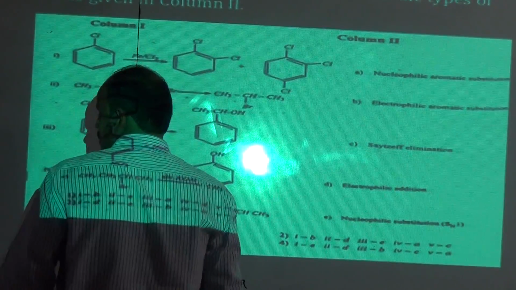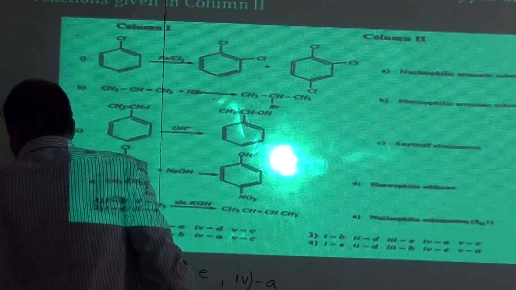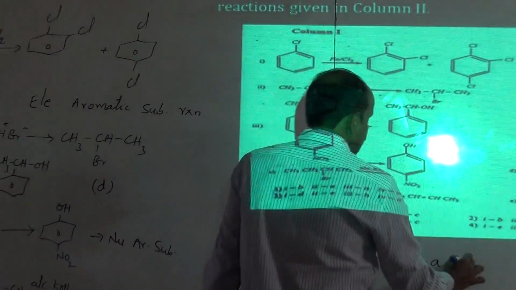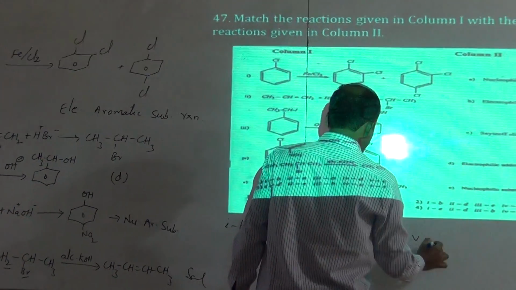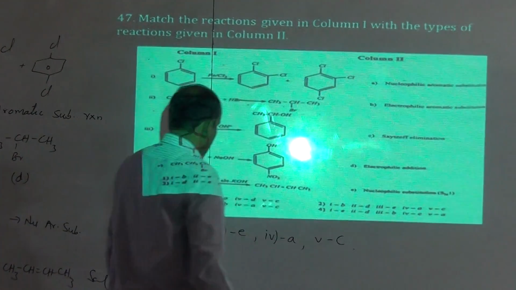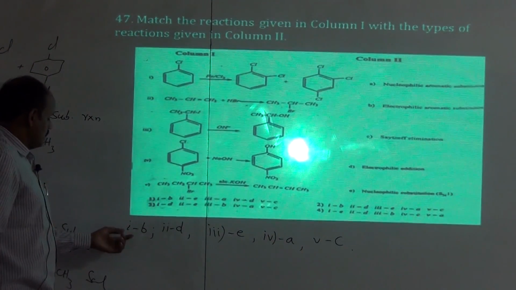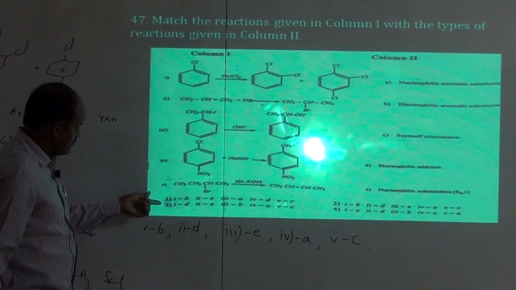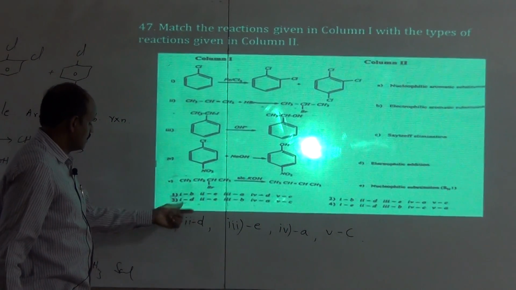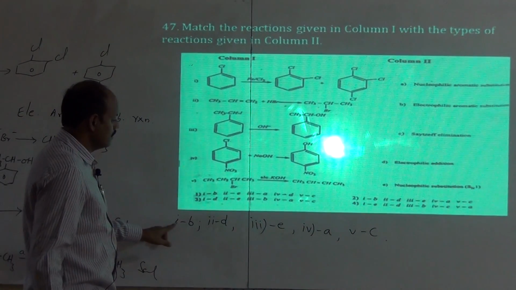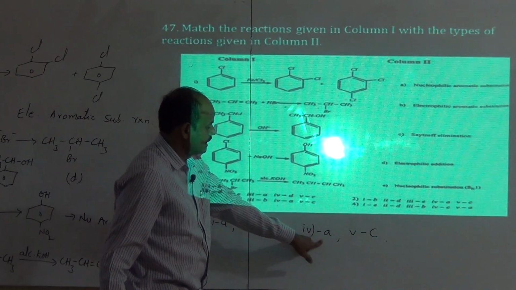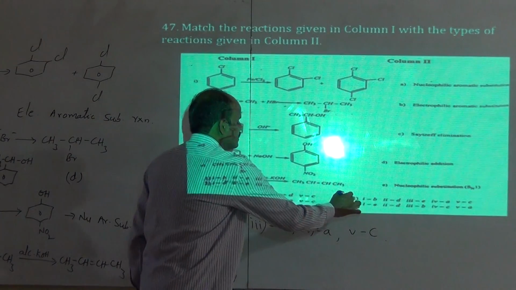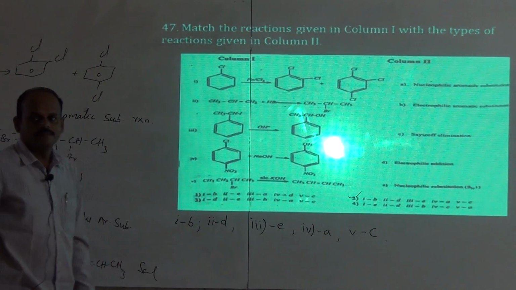And fifth one is this elimination involving Saytzeff rule. Thus fifth one, where is the Saytzeff rule? This is C. So where is this option? First one 1B, 2C, this is wrong now. Second option: 1B, 2D, 3E, 4A and 5C. Hence the second option is the correct answer. Okay.